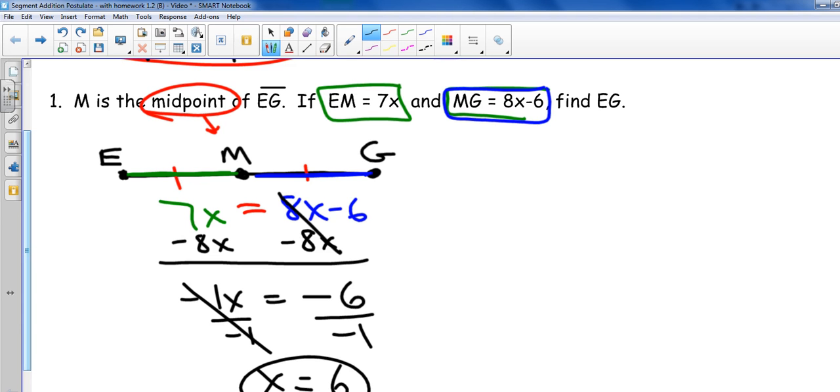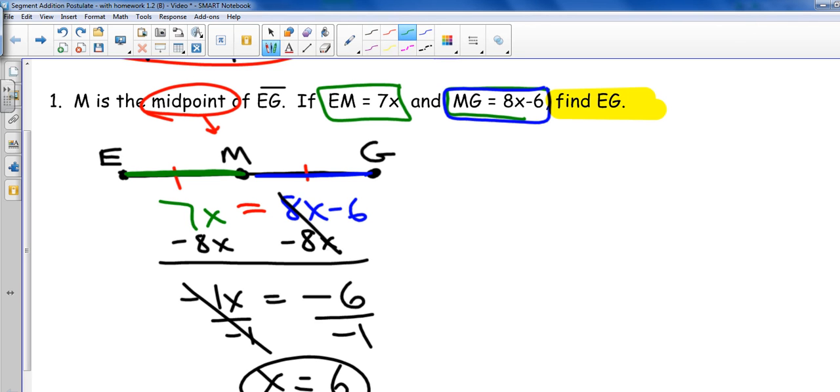Geometry question, if I go back to the top, tells me to find EG is what I'm looking for. So I've got to find the length of EG. Looking at your picture, that's posing a little bit of an issue for me because EG is the whole thing, and I don't actually see any expression that's referring to EG. So what I'm going to do is I'm going to find what I can find. I'm going to ignore the question, and I'm going to say, hey, wait a second.